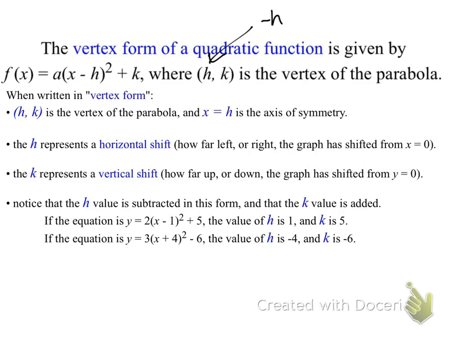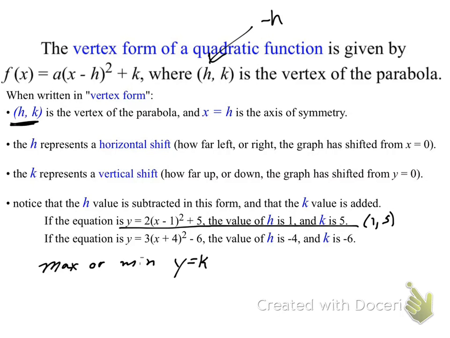And h is our axis of symmetry. And k also is our max or min. It is y equals k. And the h represents the horizontal shift. The k represents the vertical shift. Essentially, it's your vertex. And h and k is our vertex. So down here, just like in this example, it says that the h is 1, the k is 5, or 1, 5 is the vertex.